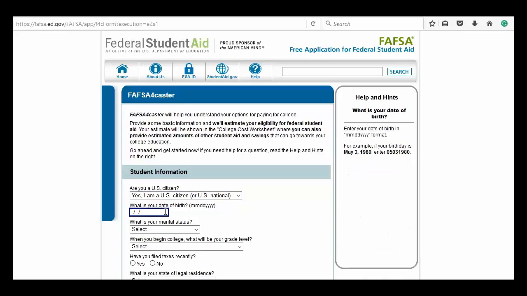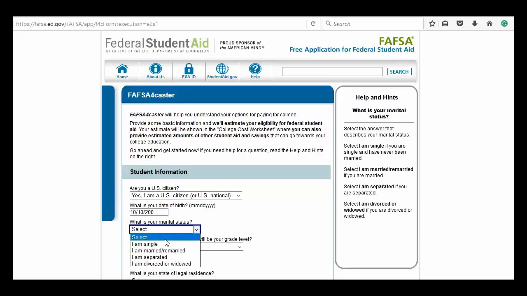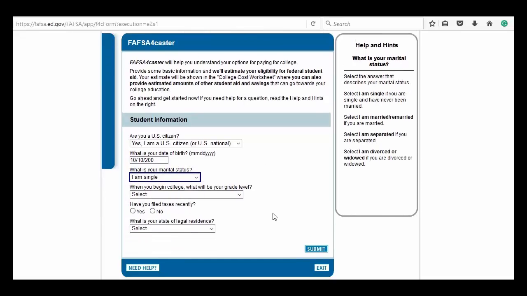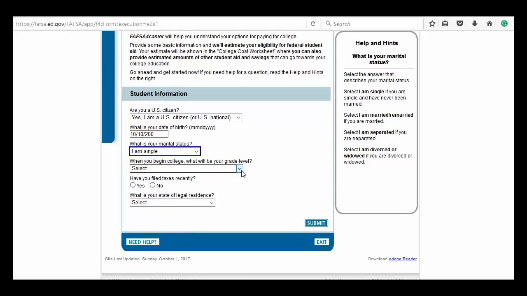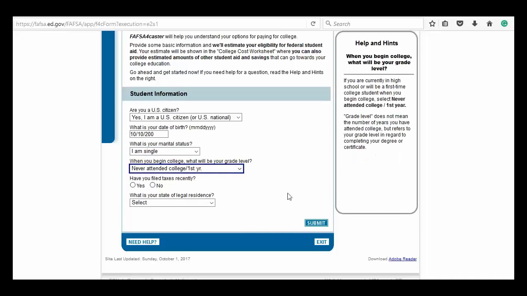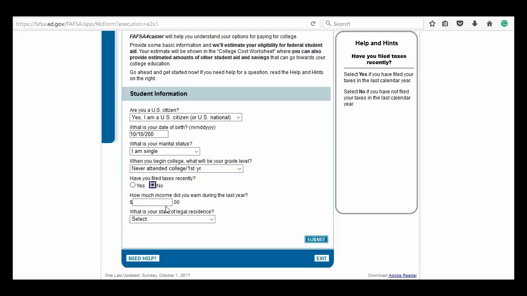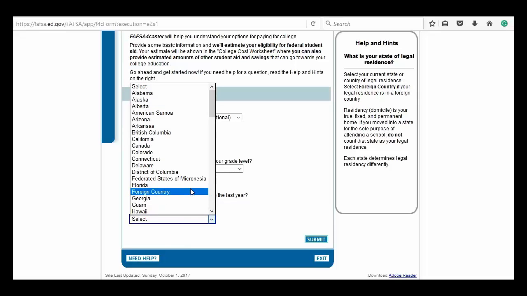citizen. I am just going to put in some generic dates for my date of birth, and my marital status, as the student is single. If you're married, it definitely brings down your opportunity for financial aid. I've never gone to college. It's going to be my first year, and I haven't filed any taxes recently because I'm a student going to school full time, and I'm in AP courses and extracurriculars, so I really haven't spent any time working. And I am a legal resident in Florida.